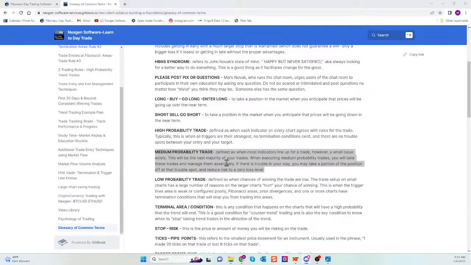Your ability to read your indicators is going to allow you to do that. Your ability to read your indicators is going to have you recognizing that small problem. You'll be able to identify trouble. You'll be able to get to a zero loss level, make sure that you're protecting your capital. And it all stems from that high probability.